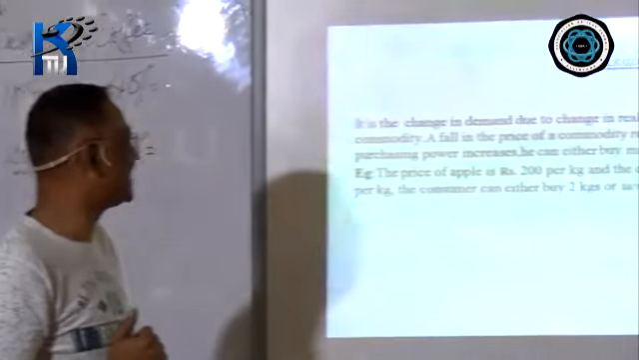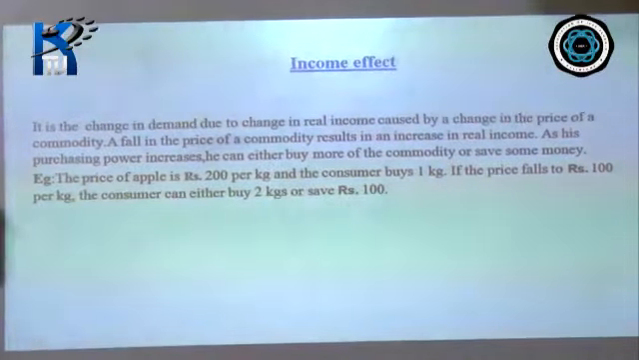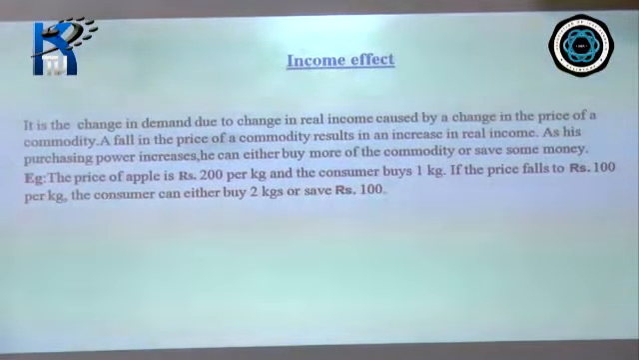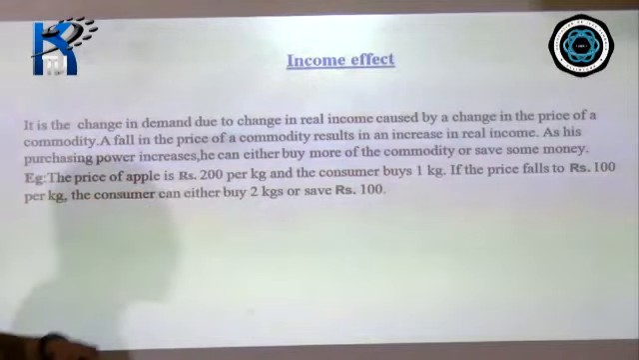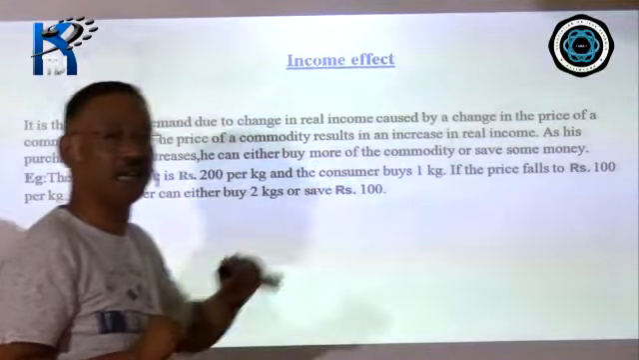So let's read once again. It is a change in demand due to change in real income caused by a change in the price of the commodity. A fall in the price of a commodity results in an increase in real income. Means when the price of a good decreases, your purchasing power increases. You can buy more if the price is less. As your purchasing power increases, since you can buy more, you either buy more of the commodity or buy the same amount but save some money.